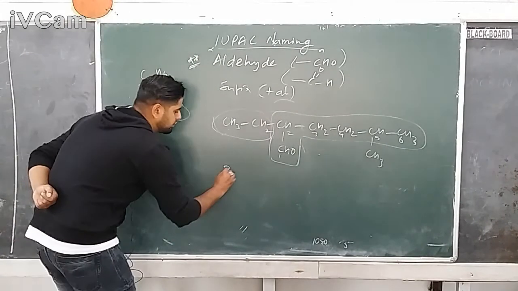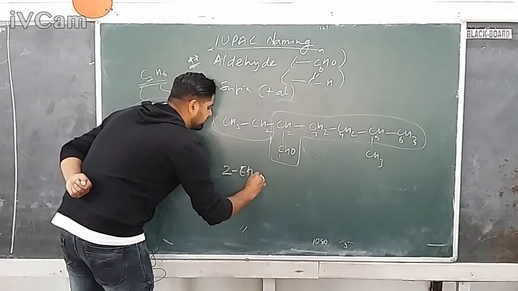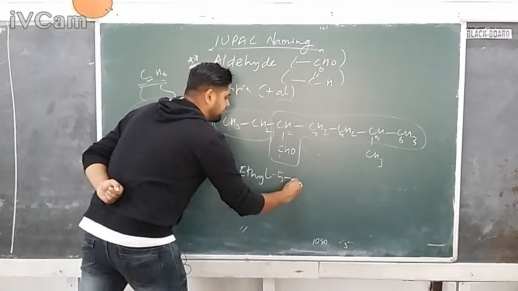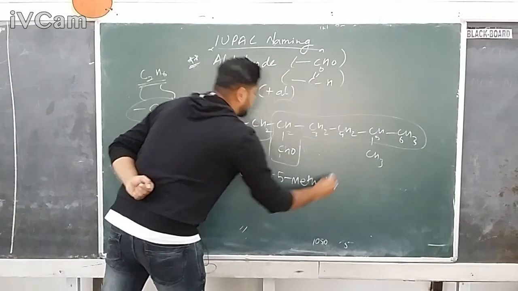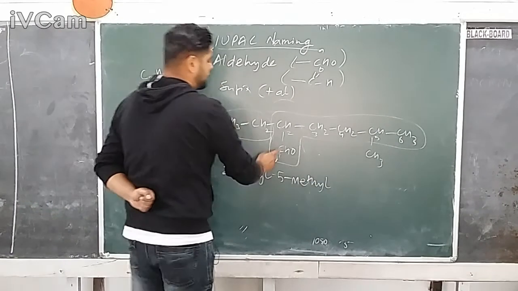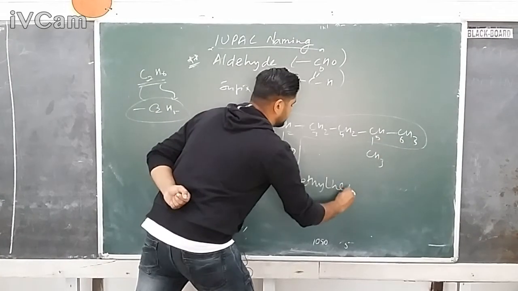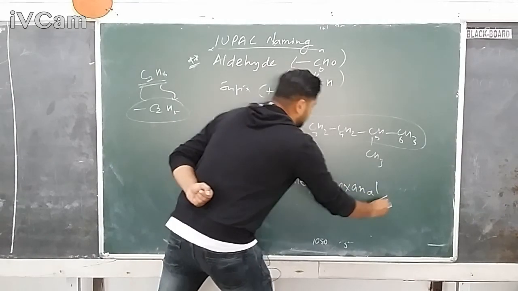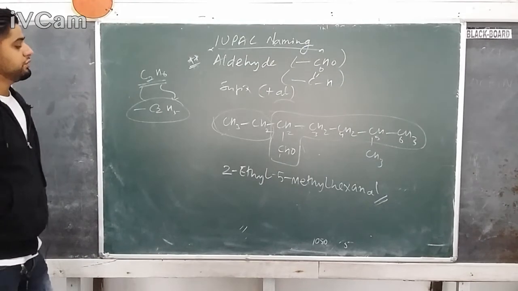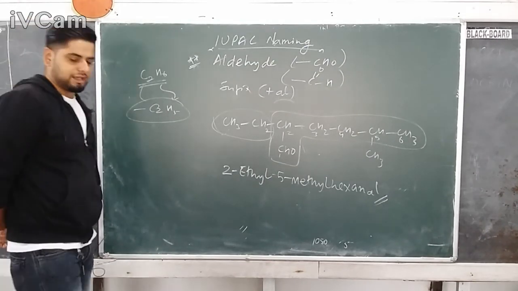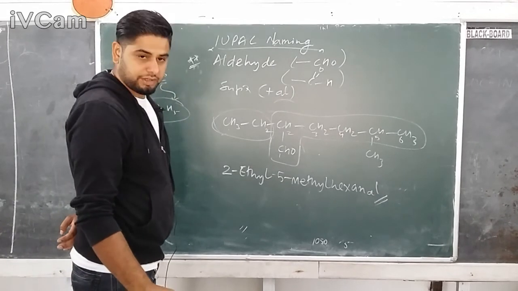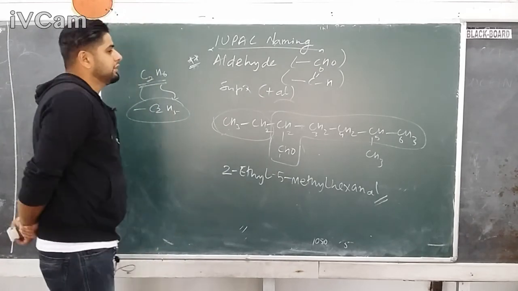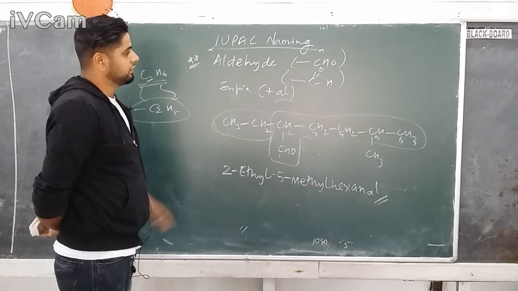So this is 2-ethyl. Then that's 5-methyl. What is the compound name? 1, 2, 3, 4, 5, 6 is hexane. After removing e, which functional group is there? That is al. So the name is 2-ethyl-5-methylhexanal. Got it? Very, very easy. Okay? So now we will do the naming for ketone.